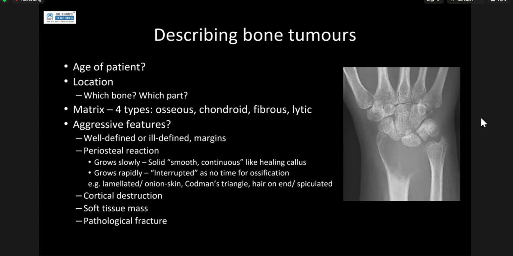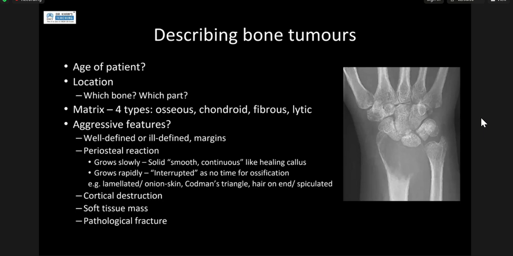Deciding how old the patient is, if that hasn't been given to you in the history. Seeing whether they're skeletally mature or immature can sometimes be very helpful, particularly when thinking about certain conditions. And then looking at the lesion in question. So you've found the lesion: which bone is it in, and which part, the epiphysis, metaphysis or diaphysis?